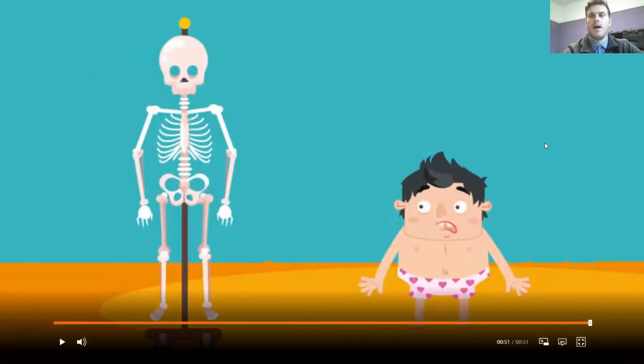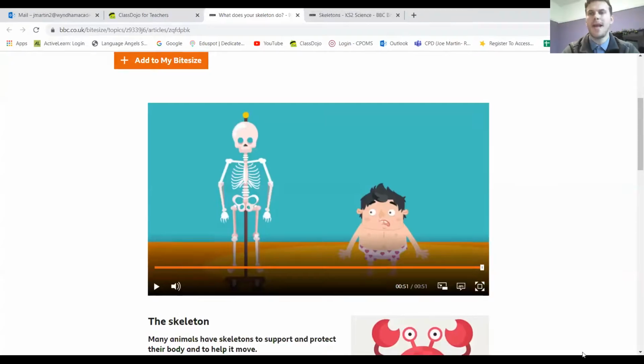Okay, so there we had a bit of a visual representation of what would happen if we did not have a skeleton. If you did not have a skeleton as a human being, you would just be a massive pile of muscles and flesh and organs all in a pile on the floor. You wouldn't be able to function very well.